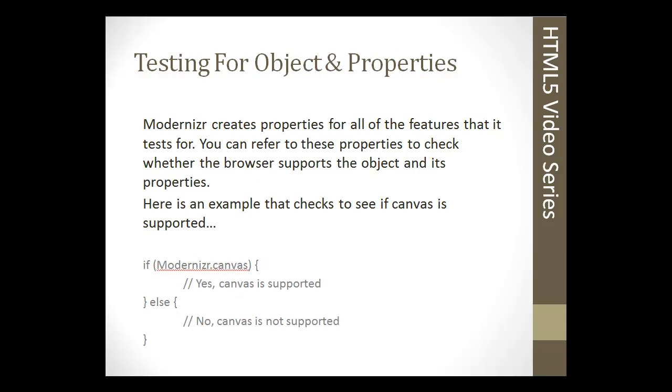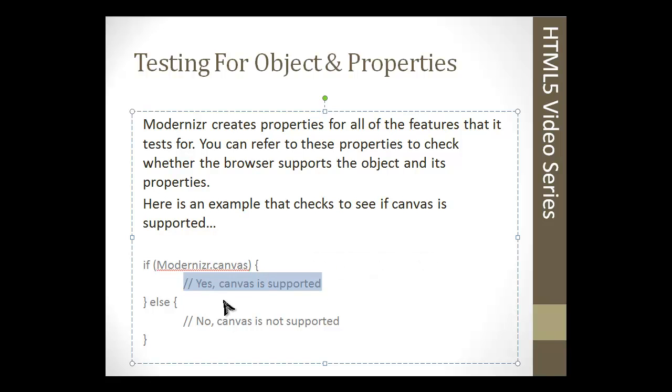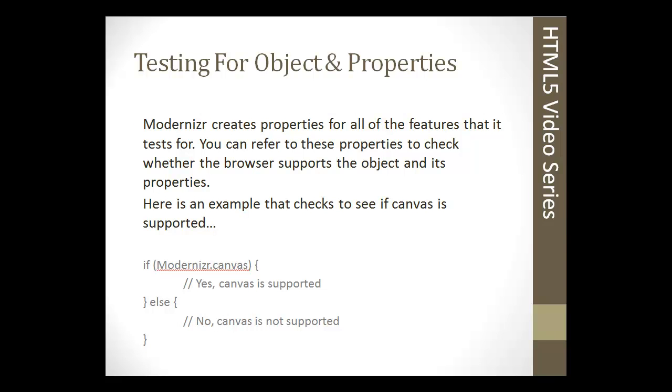Modernizr creates its own properties for each feature that it tests for, whether it's canvas, drag and drop, and you can refer to these properties to check whether the browser supports the object and its properties. So here's an example, very simple. If Modernizr.canvas is supported, then you would add your HTML5 code. If not, then you could display a message saying update your browser or whatever it is you want to do.